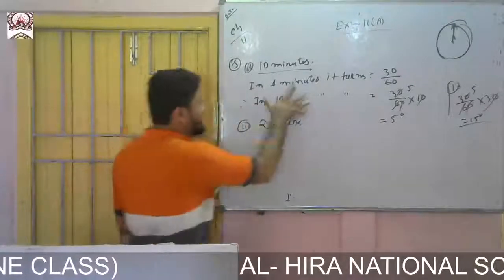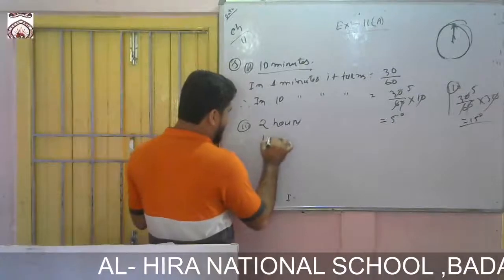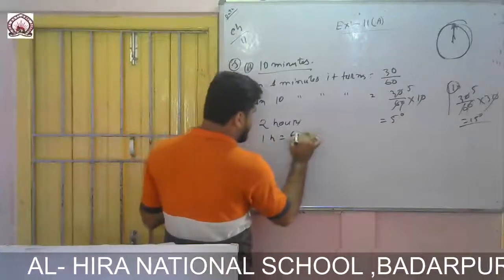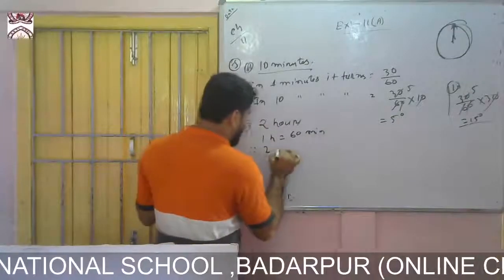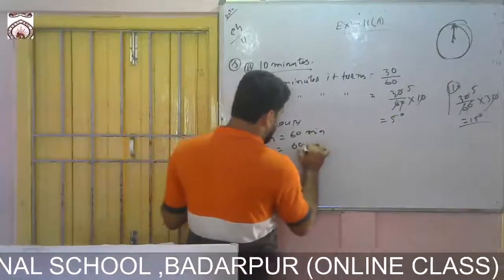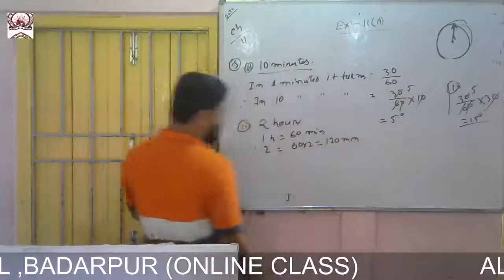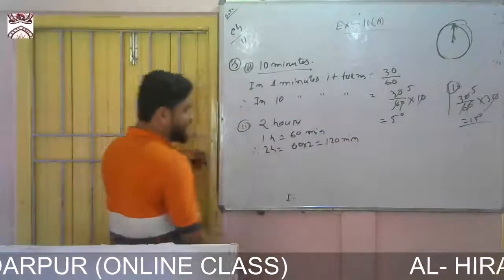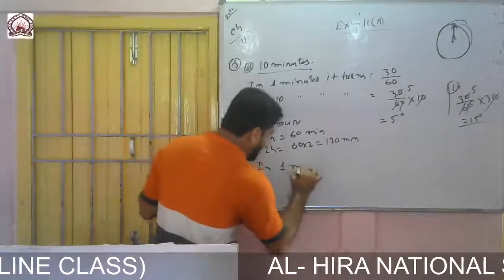So question number 3, you write the statement and do like this. 2 hours: you write 1 hour equals 60 minutes. Therefore 2 hours equals 60 into 2, which is 120 minutes. 2 hours equals 120 minutes.